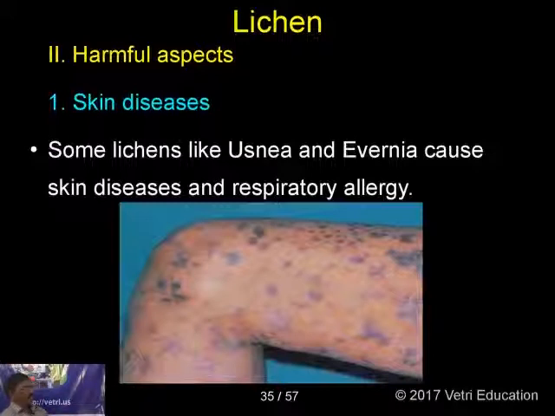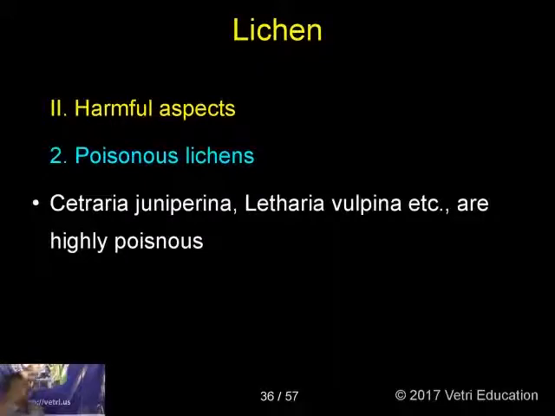I told you already, in the skin you see it is a leg of a person where you can find patches on the skin. This is due to the lichen spores or lichens. Next one, poisonous lichens, that is Letharia vulpina and Cetraria juniperina, etc. are highly poisonous, and if by mistake any animal eats those plants along with other grasses, etc., they used to die, so they are highly poisonous.